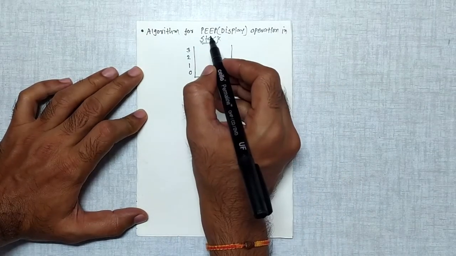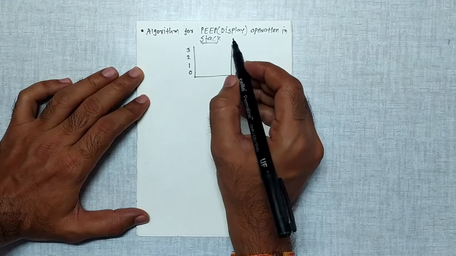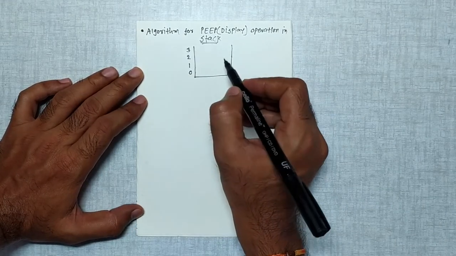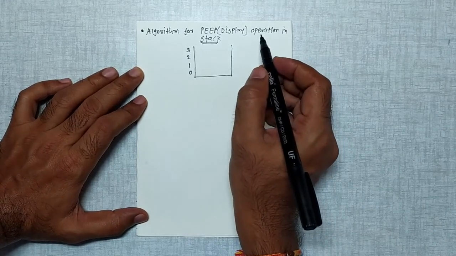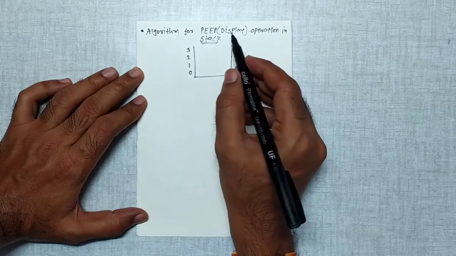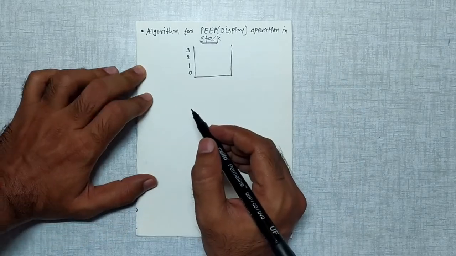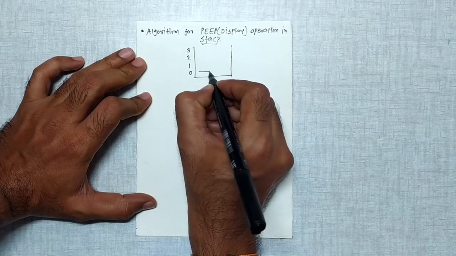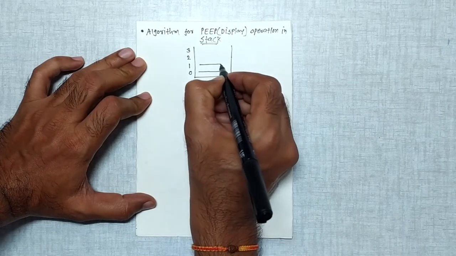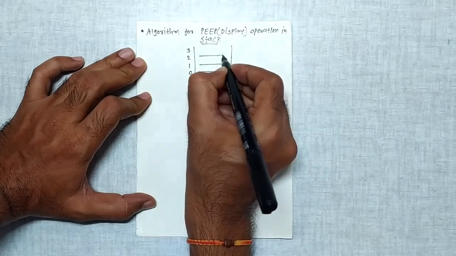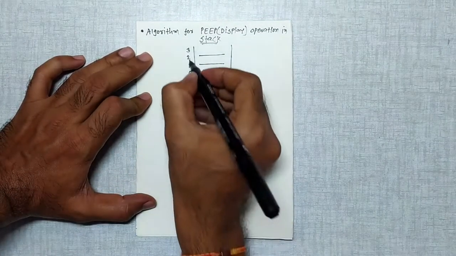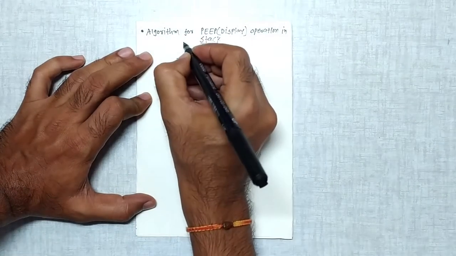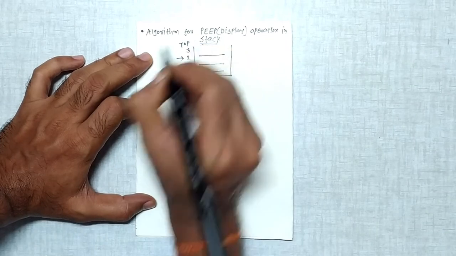So what is peep operation? If you want to display any element from the stack, then it is known as peep operation or display operation in stack. Let us consider in this case I will fill 3 elements in the stack. Your top pointer at present is pointing to index 2.